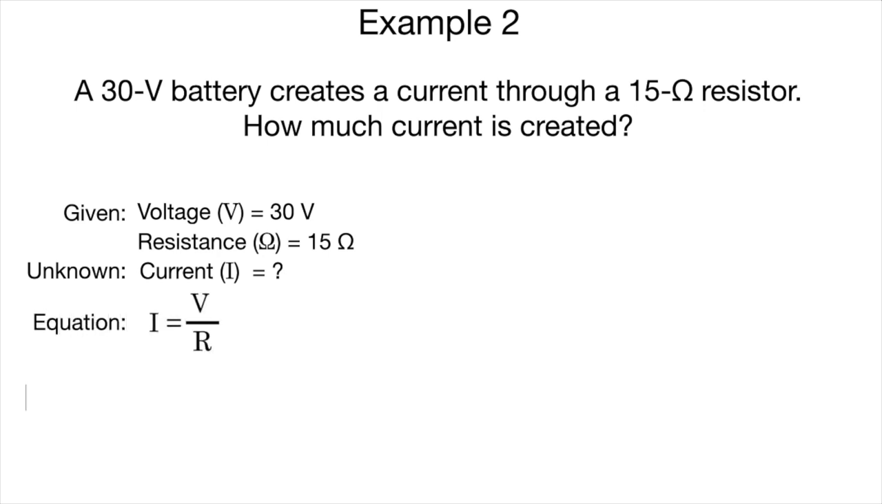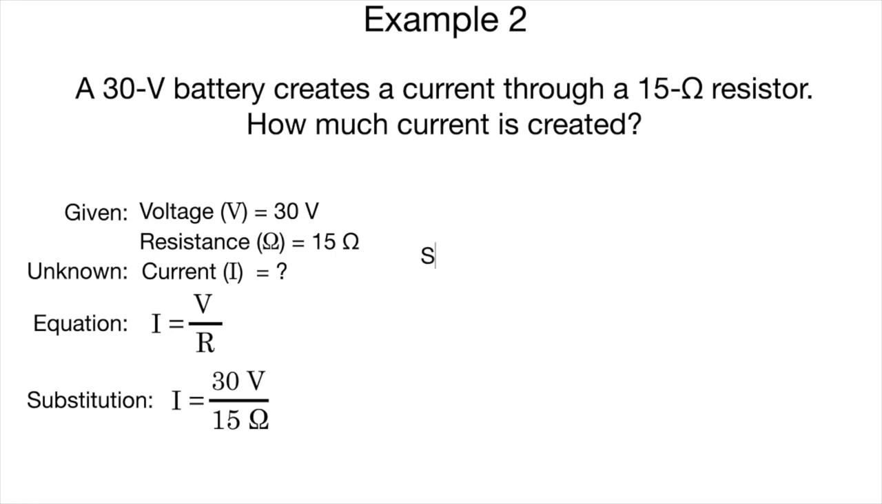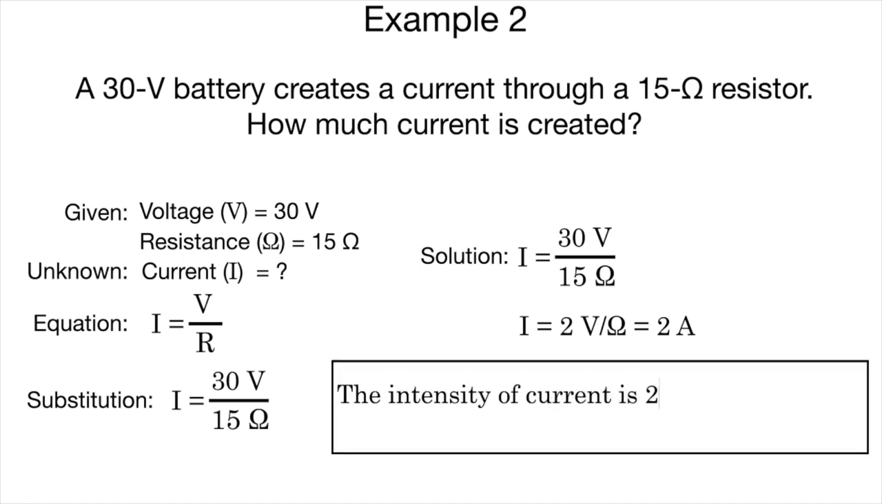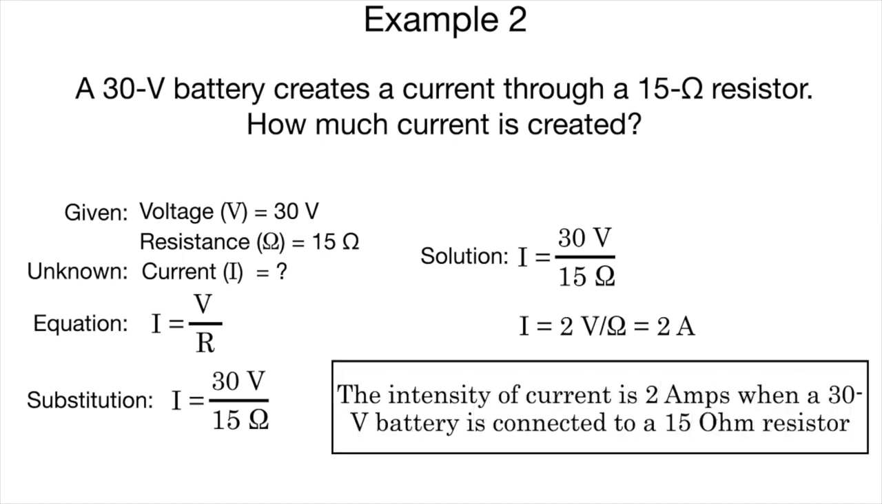So we substitute this in, and we get I equals 30 volts over 15 ohms. Our solution then will be I equals 30 volts over 15 ohms. Therefore, I equals 2 volts per ohm, or 2 amps. So we can say the intensity of current is 2 amps when a 30 volt battery is connected to a 15 ohm resistor. Let's draw this to a conclusion.